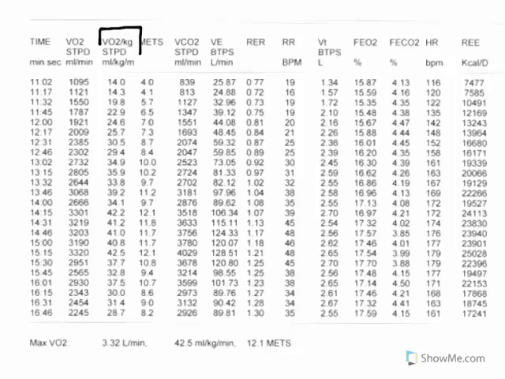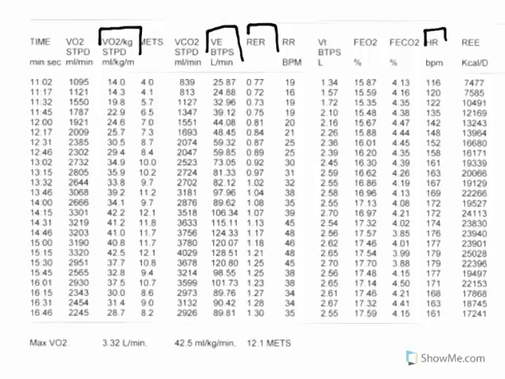In addition to that, I want to look at ventilation, and we're going to look at RER, which I'll talk about in a second, and then heart rate. All these other numbers, yes, they're important, but these are the primary numbers that we're looking at.